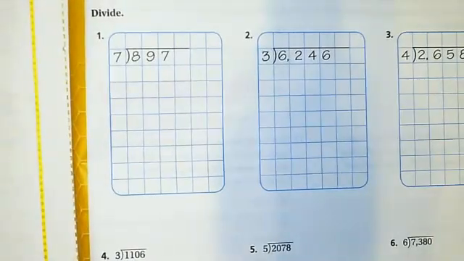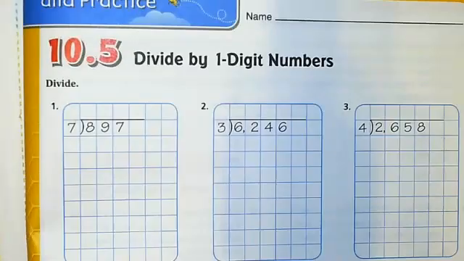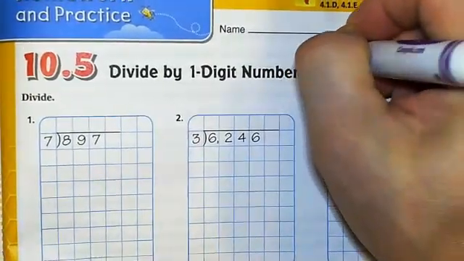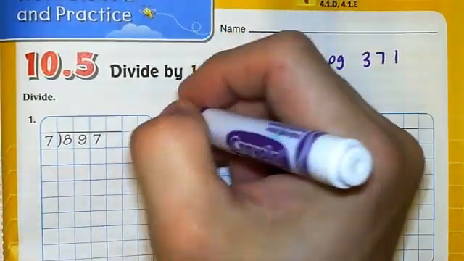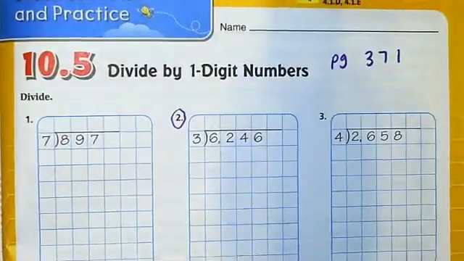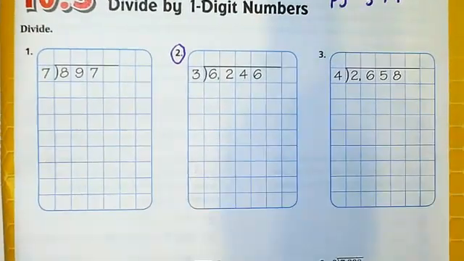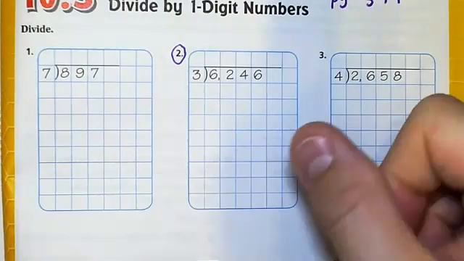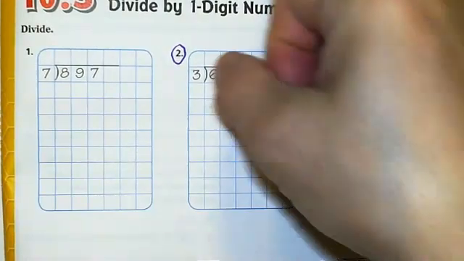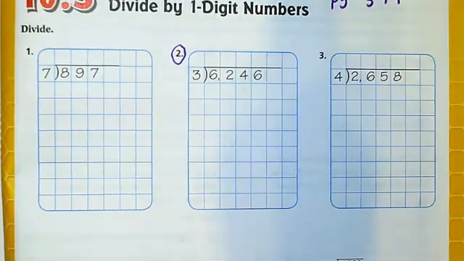So I am on page 371 right now. All right, and I'm going to do this number 2 right here. It's a 4-digit number. That's the dividend. Okay, so we got a longer number, and some of you might be going, "Oh my God, that's so hard." It's not. You're just going to do one more. Okay, it's no big deal.